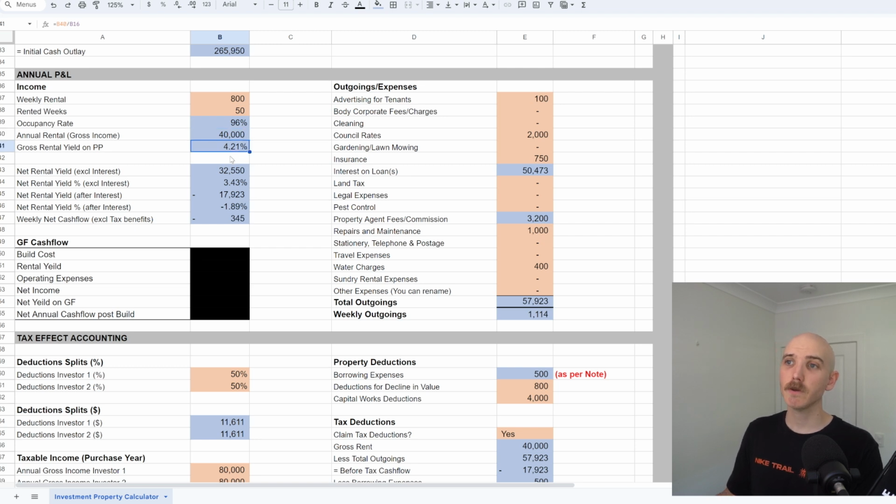The gross rental yield on purchase price is 4.21%. Now, the higher the property purchase price here in Southeast Queensland, the lower the yield is generally going to be. If you buy a $1 million home, it might have a 4% yield. Whereas if you buy a $700,000 home, it might have a 4.5% yield. Whereas if you buy a $500,000 home, you might have a 5.2% yield. So the yield percentage will generally increase as the property price decreases.